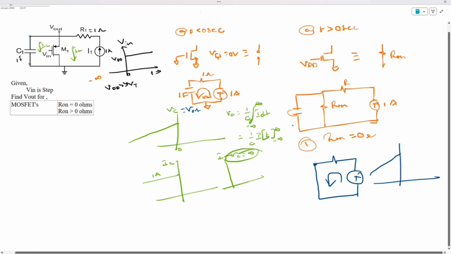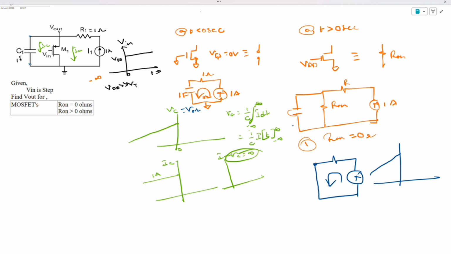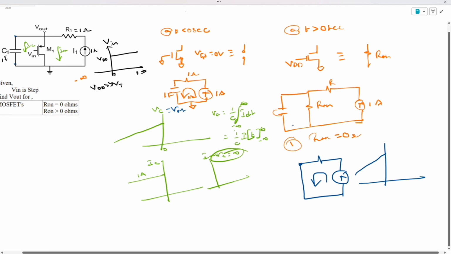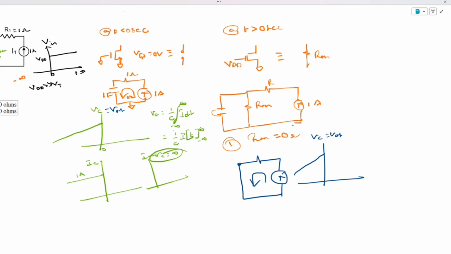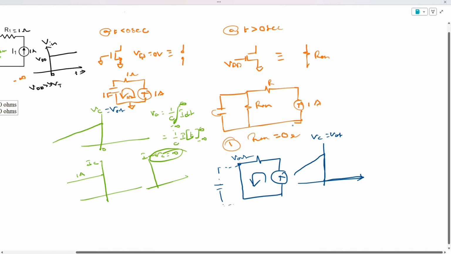So the IC is like this. Now one thing is VC is equal to V out. You see in the circuit the voltage across here, VC, will be the same as V out, since both are in parallel. So this VC or V out will be kind of going up to here. Now, since it is short circuited, it suddenly goes to 0.